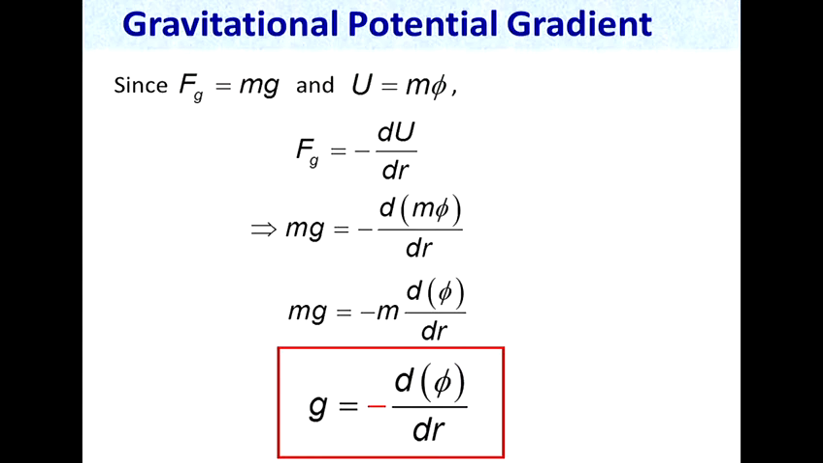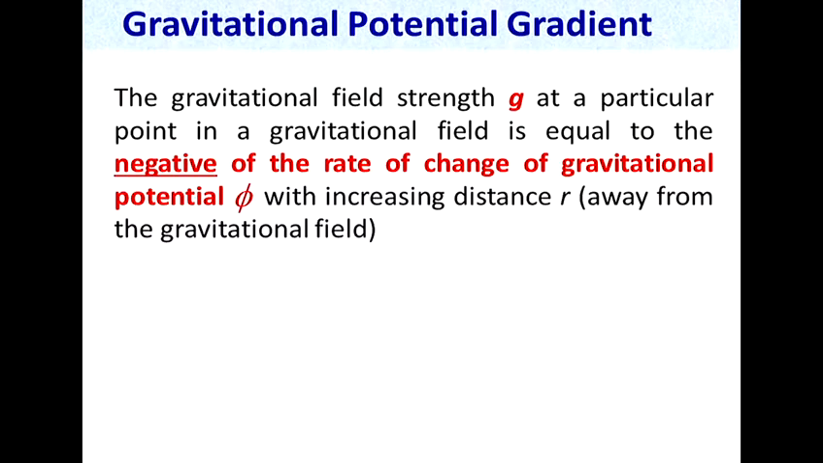Gravitational field strength is a vector, so the negative sign indicates its direction. It's not part of the magnitude of g. So these are two important results that you need to know. Okay. So if they ask you how is gravitational field strength related to gravitational potential, it's through the equation.